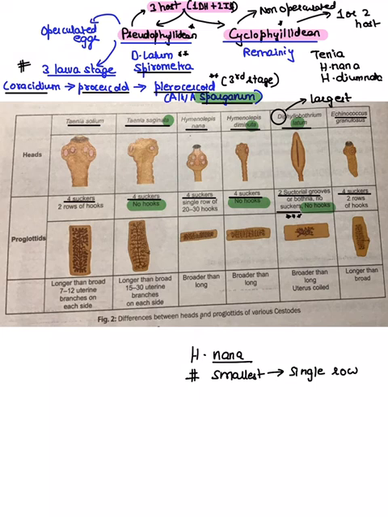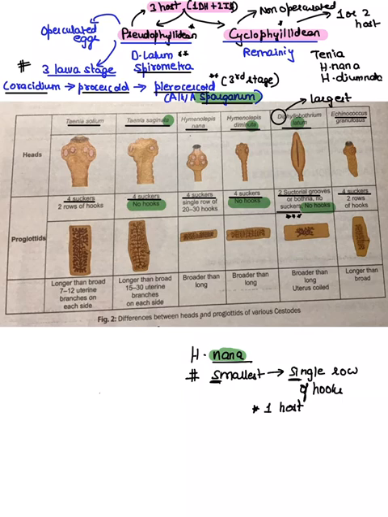And cyclophyllidean, what organisms come inside it? You have organisms like Taenia saginata, Taenia solium, H. nana, H. diminuta. Now coming on to the photo, that will help you recall and summarize which has hooks, which has suckers. First of all, think about H. nana. What does the name say? Nana means small, so it is the smallest among them, and it has a single row of hooks. And it has only one host since it's the smallest.